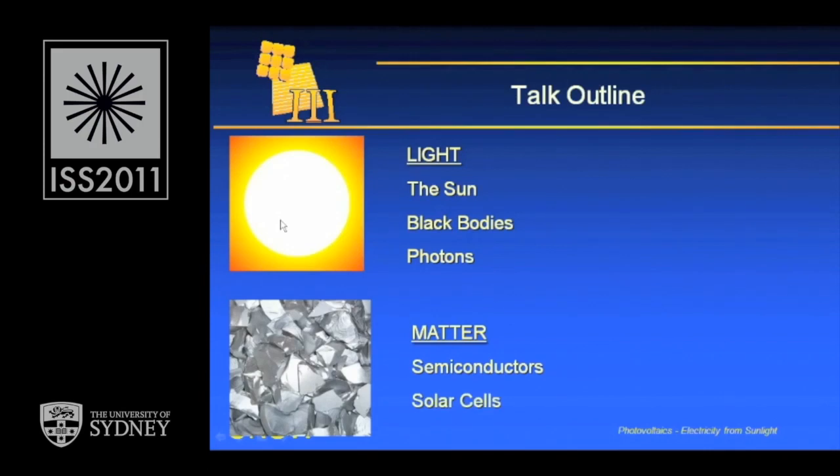And then I'll talk about how light and matter interact to produce solar cells. And finally, I'll talk a little bit about the applications, about the challenges in trying to take a new technology that is still in its infancy and competing with established technologies.